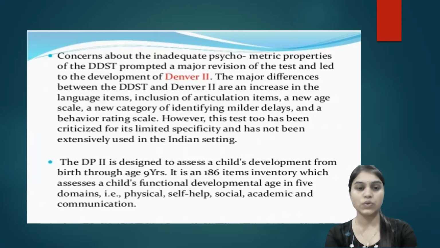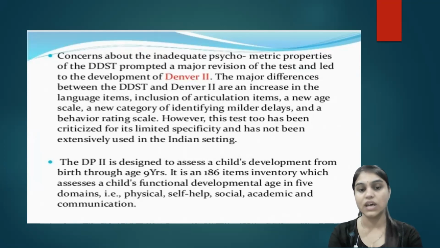The DPI-2 is designed to assess a child's development from birth through age 9 years. It is an 86-item inventory which assesses a child's functional and developmental age in 5 domains: physical, self-help, social, academic, and communication.